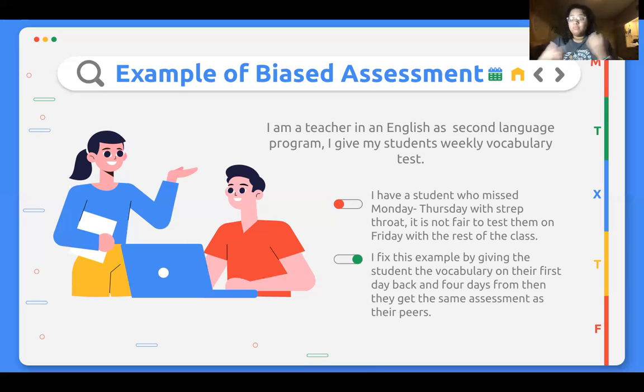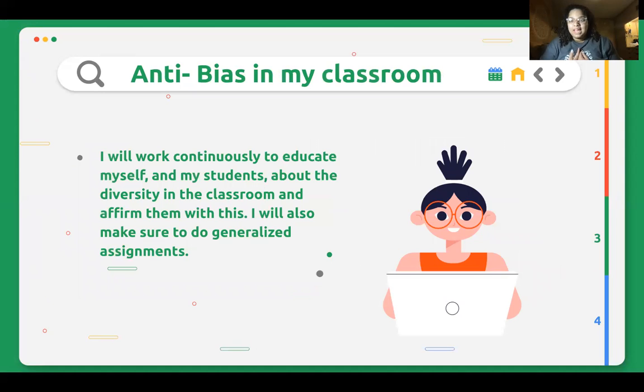So those were the examples that I had for some bias assessments or even just activities or sayings in a classroom. So, how will I work to be anti-biased in my classroom and in my assessment forms? Well, first and foremost, I will work continuously to educate myself, and also work with my students to let them know about the diversity in the classroom and affirm them that it is okay to ask questions. It is okay to be your true, authentic identity in the classroom. You don't have to assume this.